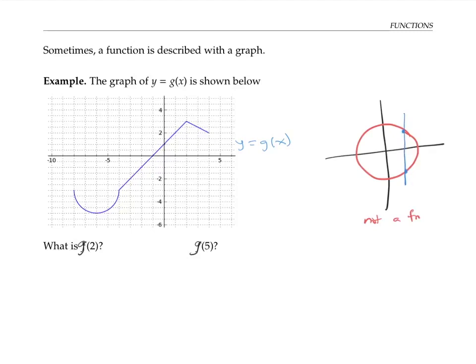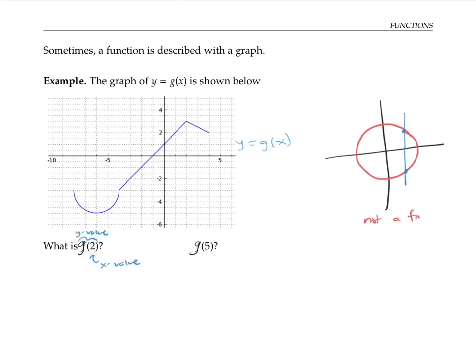But our graph at left satisfies the vertical line test. Any vertical line intersects the graph in at most one point. That means it's a function because every x value will have at most one y value that corresponds to it. Let's evaluate g of 2. Note that 2 is an x value, and we'll use the graph to find the corresponding y value.